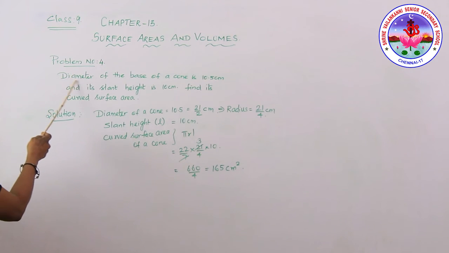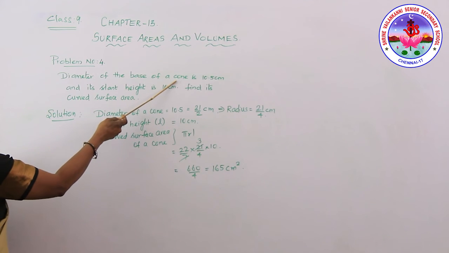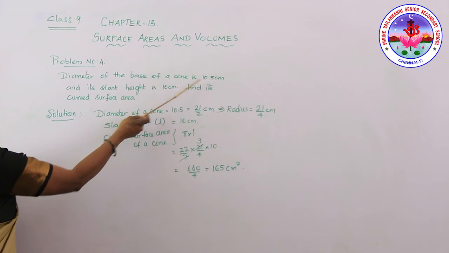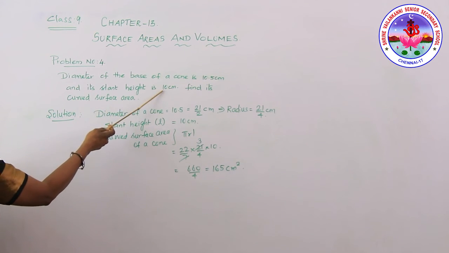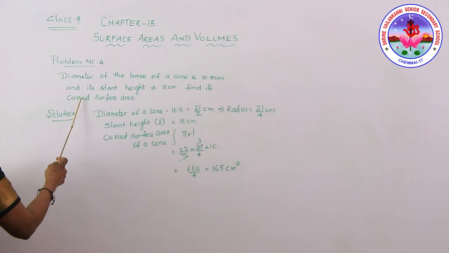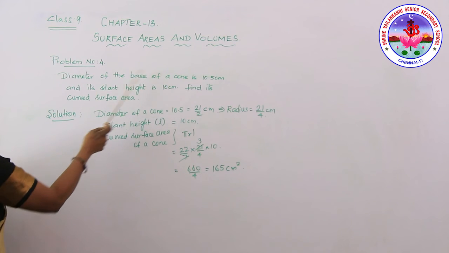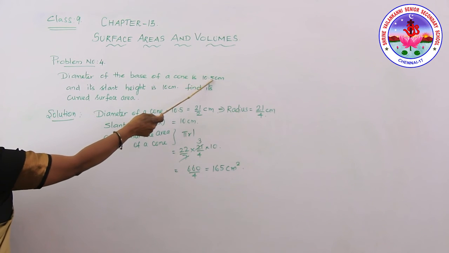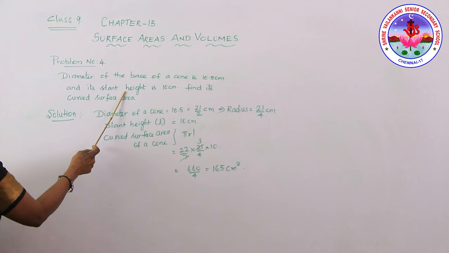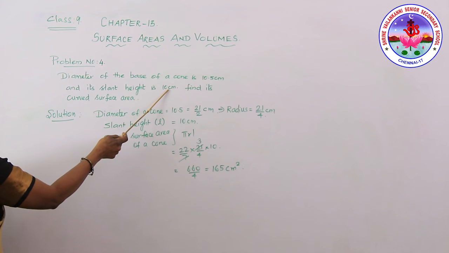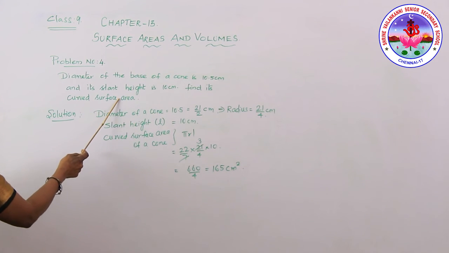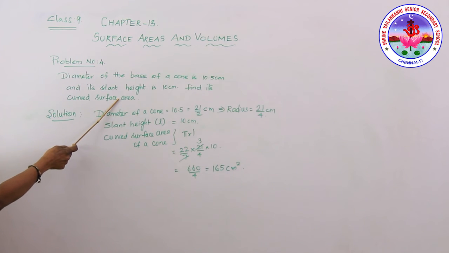Fourth problem, diameter of the base of a cone is 10.5 centimeter and its slant height is 10 centimeter. Find its curved surface area. So here we are going to talk about the cone. Where it is given diameter as 10.5 centimeter and slant height, which is known as L, is given as 10. So the curved surface area, using the formula, we are going to find out.